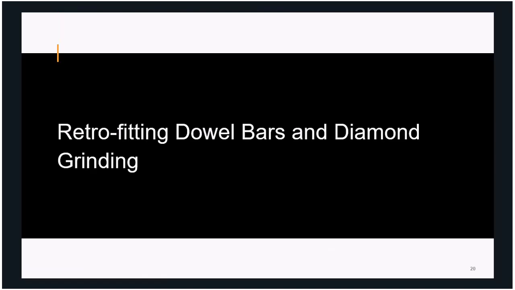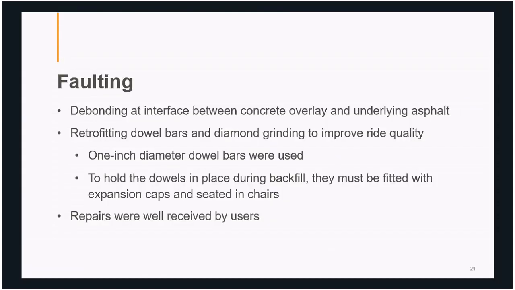So another type of repair that we have seen is retrofitting dowel bars and diamond grinding. Faulting at the transverse joints was caused by high truck traffic. And for this project, coring results showed that there was debonding at the interface between the concrete overlay and the underlying asphalt. So the repairs consisted of retrofitting dowel bars and diamond grinding to improve the ride quality.